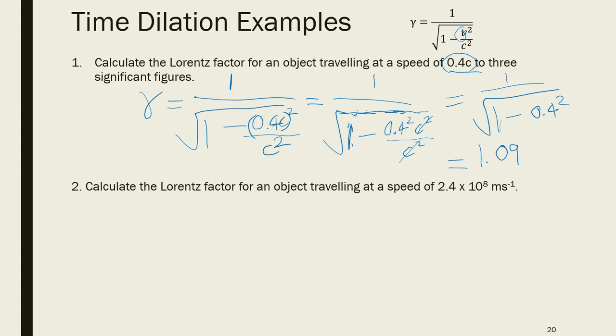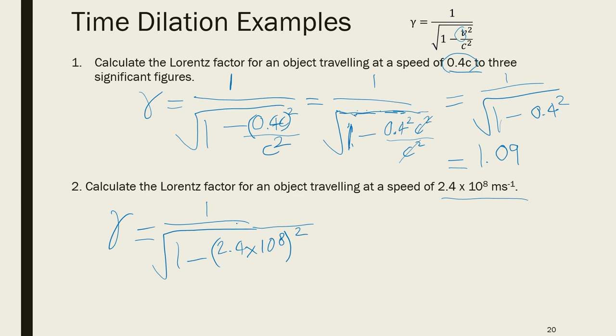Now, you can also just be given a speed that you're traveling at. So the Lorentz factor for an object traveling at 2.4 times 10 to the 8. So that's 80% of the speed of light. So it's pretty fast. So it would be 1 take 2.4 times 10 to the 8 squared divided by 3 times 10 to the 8 squared, because that's the speed of light. And if you type that into your calculator, you'll get a Lorentz factor of 1.7.